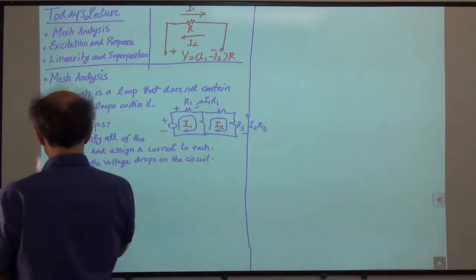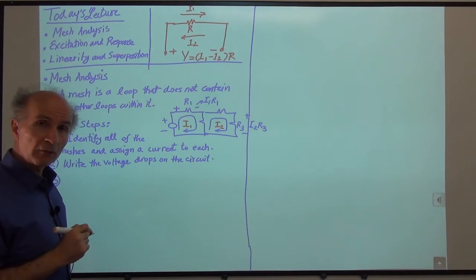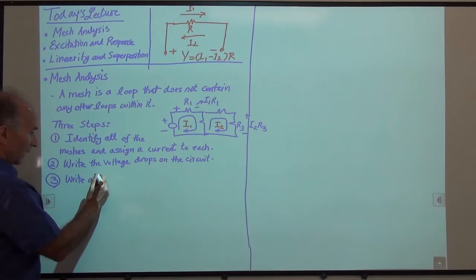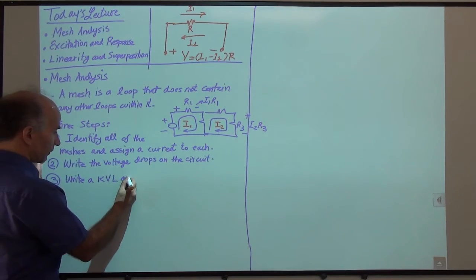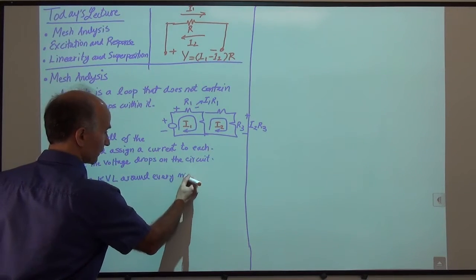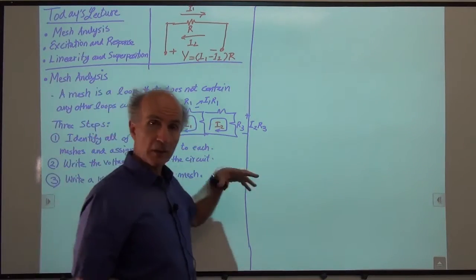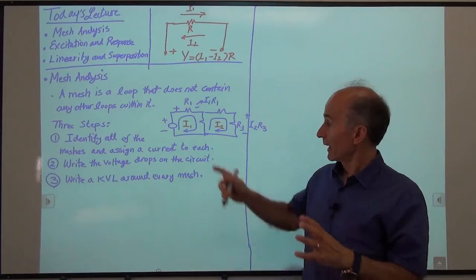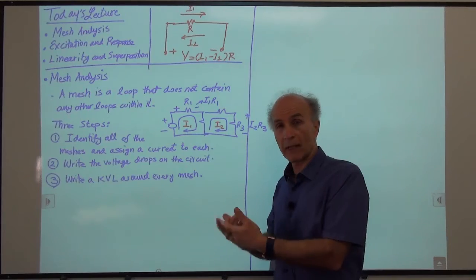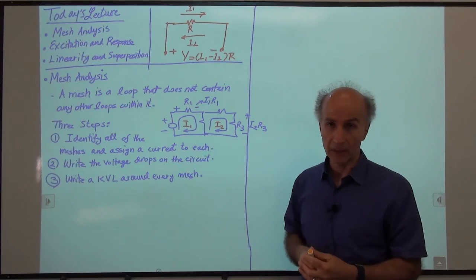Okay, in the next step, we will go forward and write a KVL around every mesh. So if the circuit has, for example, n meshes, we also write n KVLs. We have n meshes, therefore we have n currents. We write n KVLs, that gives us n equations to solve, and from those equations we can find all these currents, and once we have the currents we can find everything else.